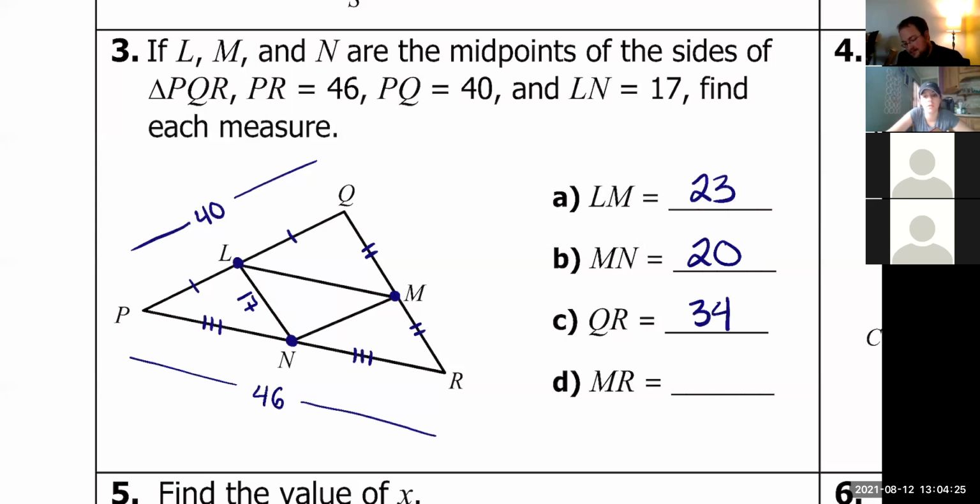And then how would I figure out MR? Divide it by 2. Divide it by 2 again. So we're back to 17, but for a different reason. So there you have it.